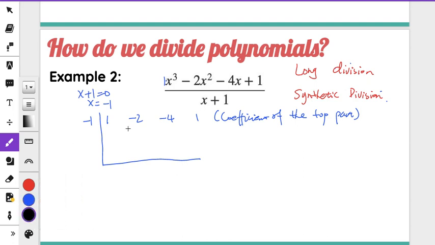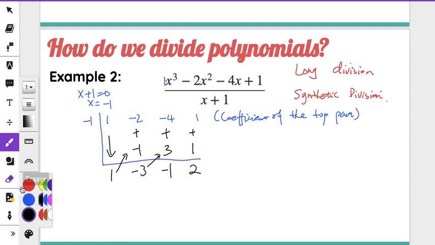Next, I'm going to repeat this process. First, I'm going to copy down this number 1 here. Then I'm going to multiply the number on the bottom by -1. So -1 times 1 is -1. Then the number inside I'm going to add. So -2 plus -1 is -3. I continue this process. -1 times -3 is 3. And then I add these two numbers, which is -1. Lastly, -1 times -1 is 1. Next, I'm going to add these two, which gives this.